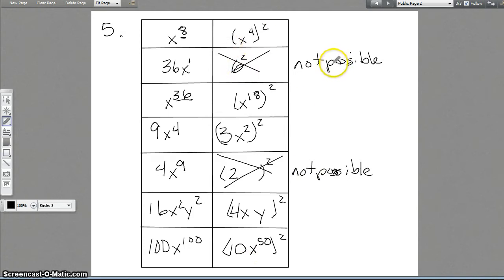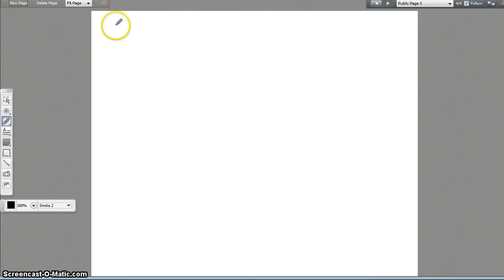If your variable is to an odd power, you cannot write it as a square. Okay, so that was number 5, which is just like number 11 that I assigned for homework. So now we're going to look at number 6.